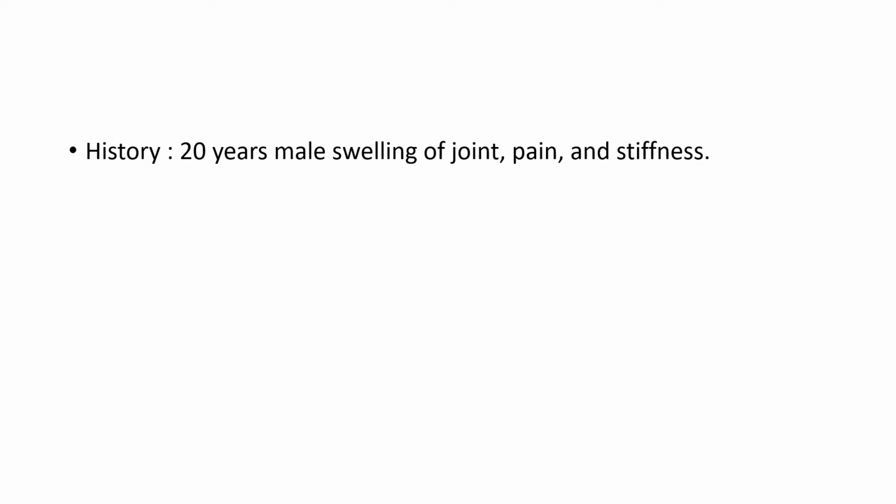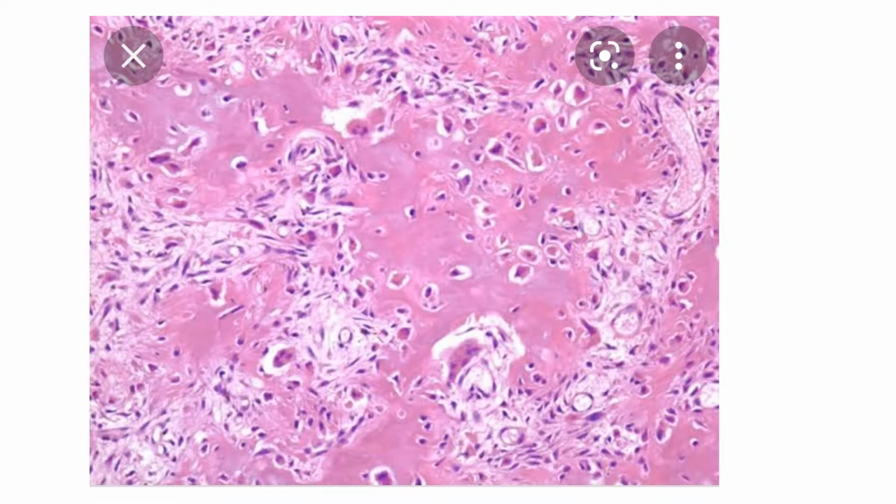History given was a 20-year-old male with swelling, joint pain and stiffness. This was the image provided. Here in H&E section study we can see haphazardly interconnecting trabecular woven bone rimmed or surrounded by osteoblasts and scattered multinucleated osteoclast-like giant cells.